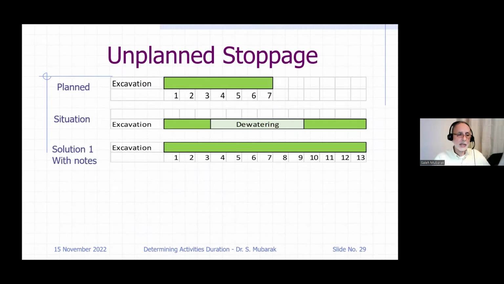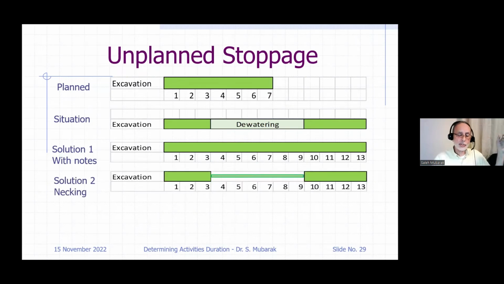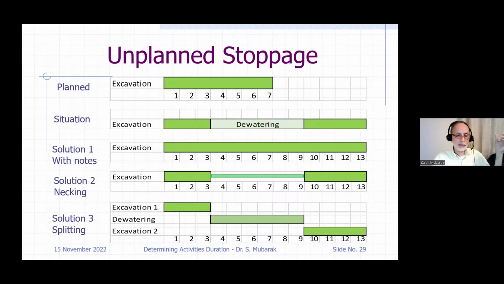I don't like it, but if you do that, you have to put activity notes that we did not work days 4 through 9 because we were dewatering. Solution number 2, I think Primavera still allows you to neck your work. This necking shows that we're not working there, but they are connected as one activity. And then my preferred way is to break it down.